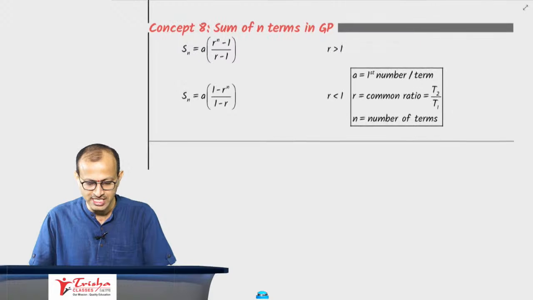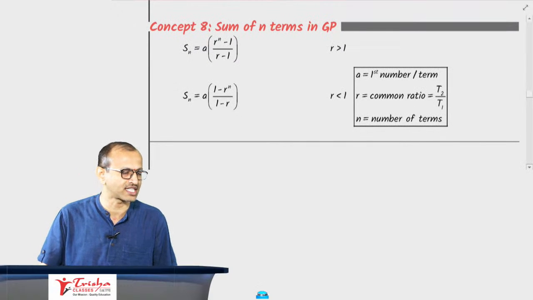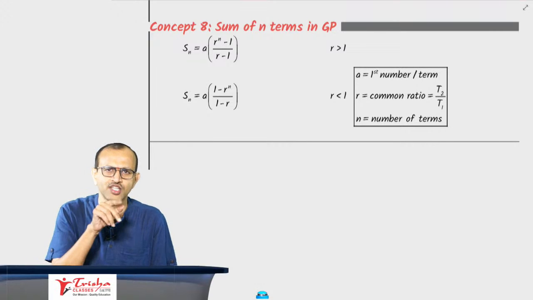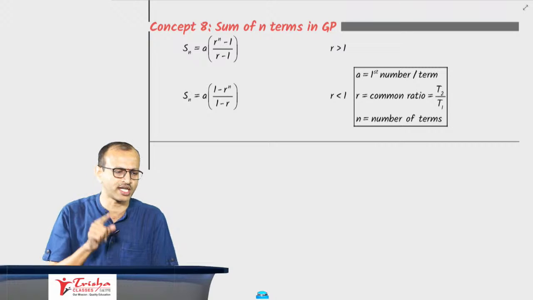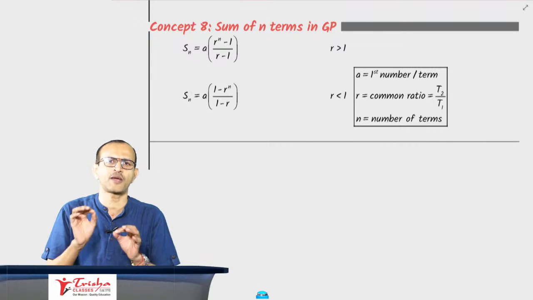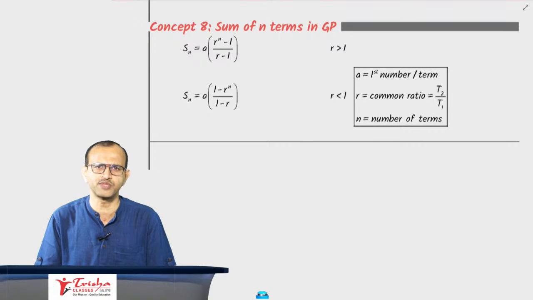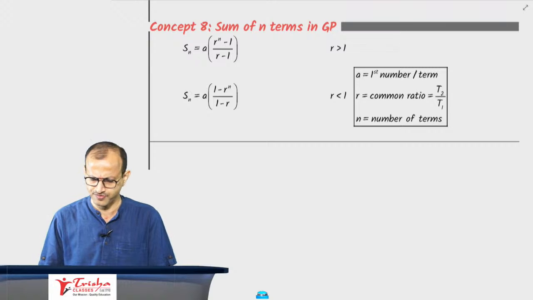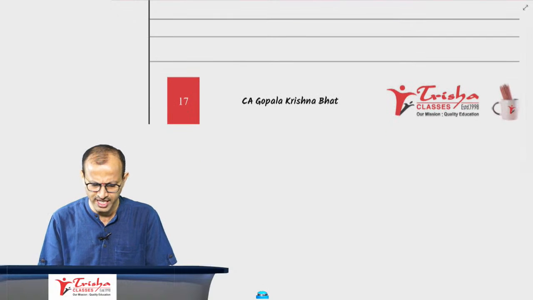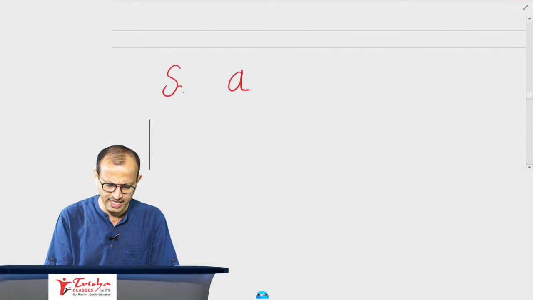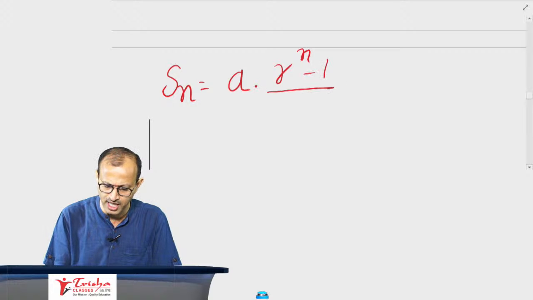Students, all of you go to concept 8, sum of n terms. We learnt the Tn formula: Tn is equal to ar to the power n minus 1. Now we are going to work out the sum of n terms in GP. There are 2 formulae here. One formula: Sn, not in AP but in GP, is a into r to the power n minus 1 by r minus 1.